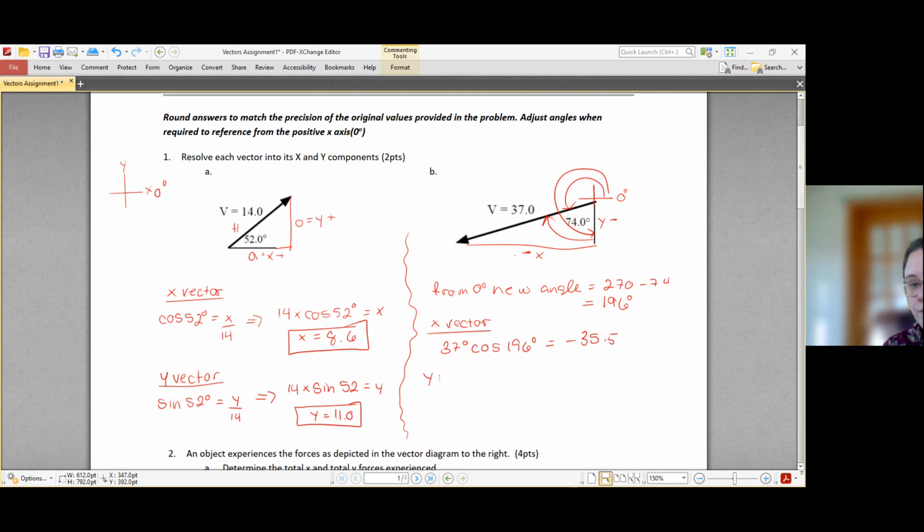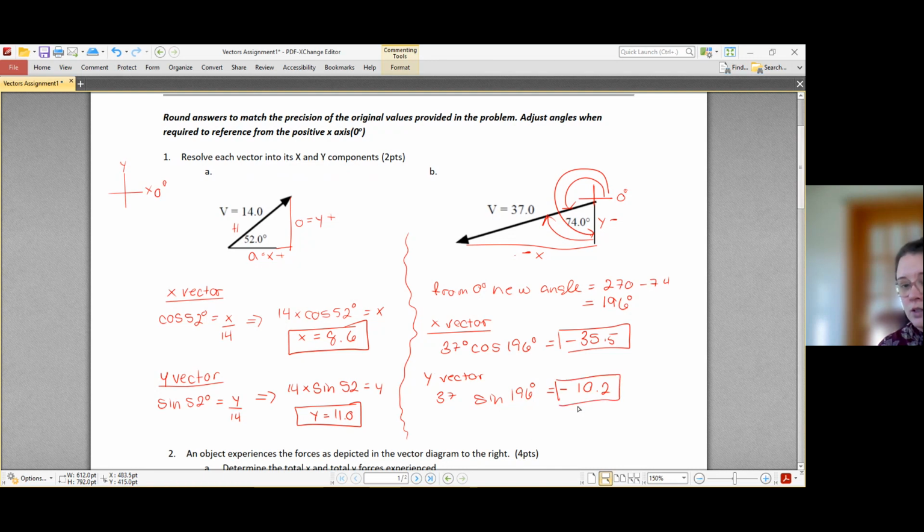So our y vector is 37 degrees. Oops, not degrees, just 37. No other degrees that we have in there. Might be able to delete. There we can. Y vector is 37 sine 196 degrees. And that gives us negative 10.2. So those are our two pieces that we needed to have for this particular problem.